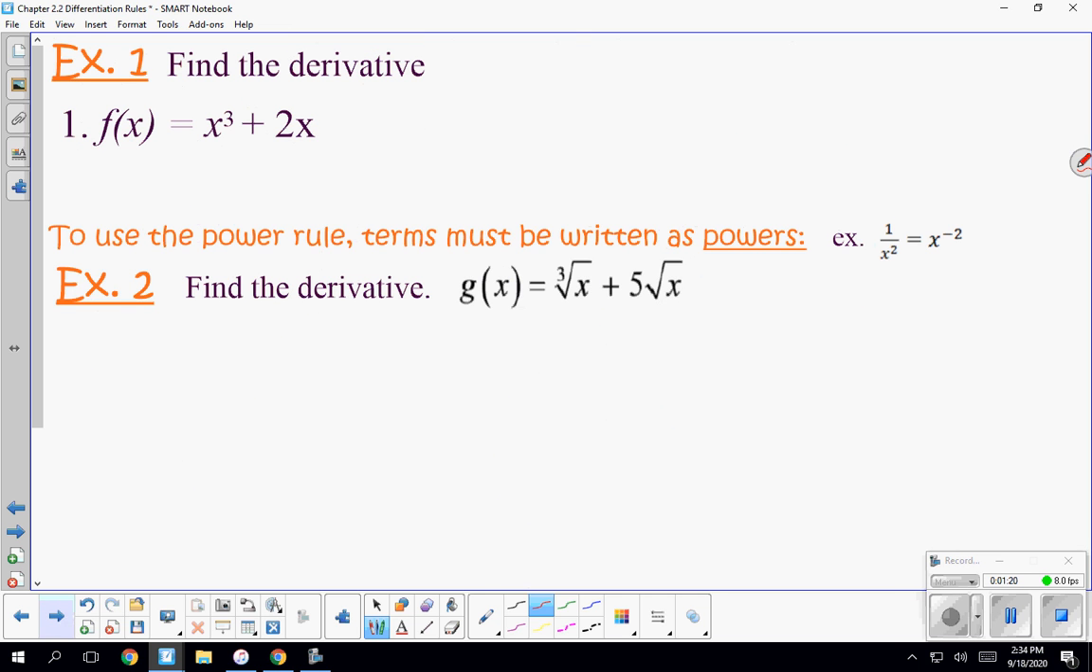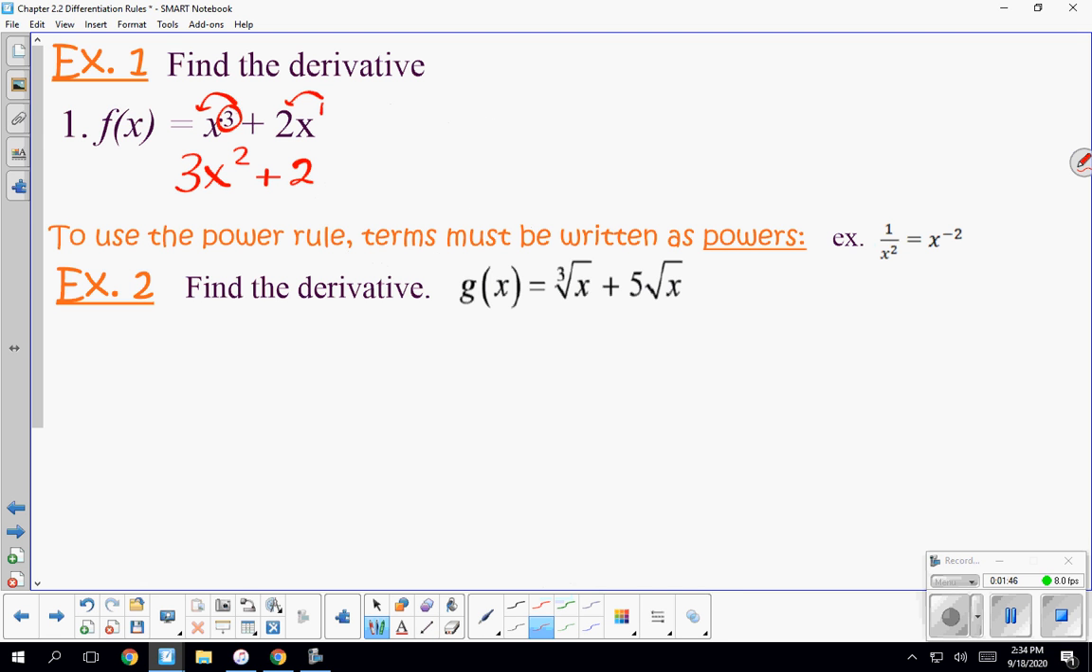So up here, our first example, we're just finding the derivative. We use the power rule because everything is written as a power. So 3 comes in the front, x stays the same. We subtract 1 from our exponent. In the next example, our exponent's a 1, so we multiply. X is now to the 0 power, which is just 1. 2 times 1 is just 2. So that guy goes away.